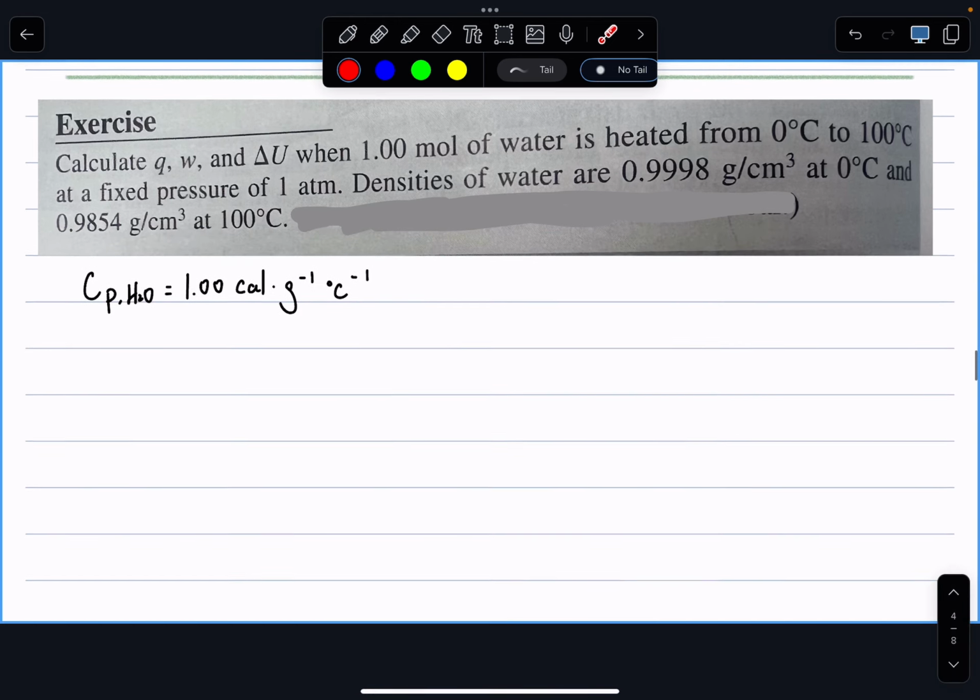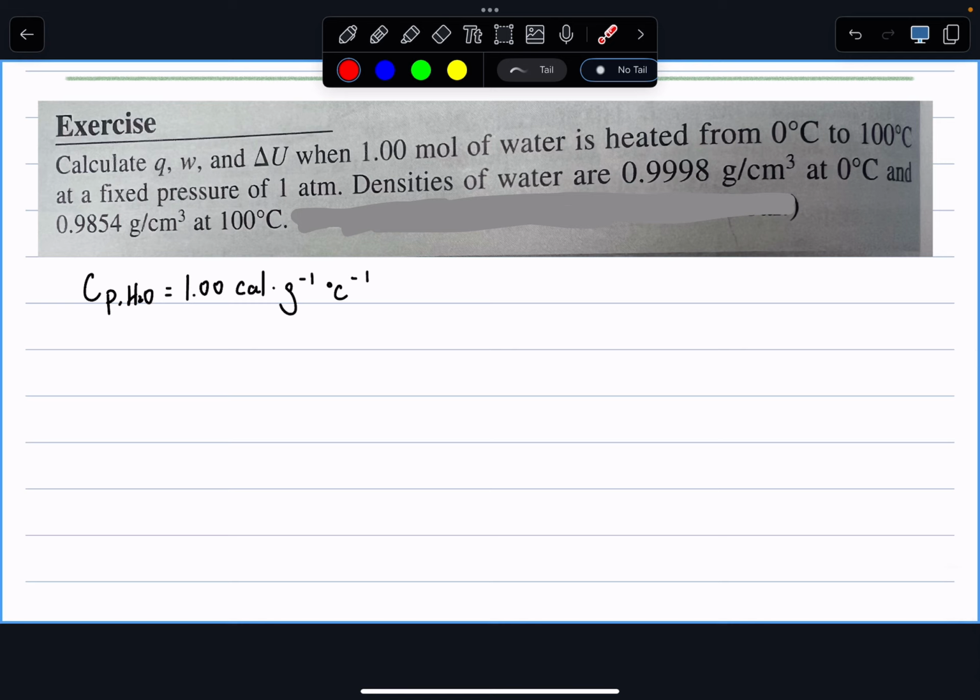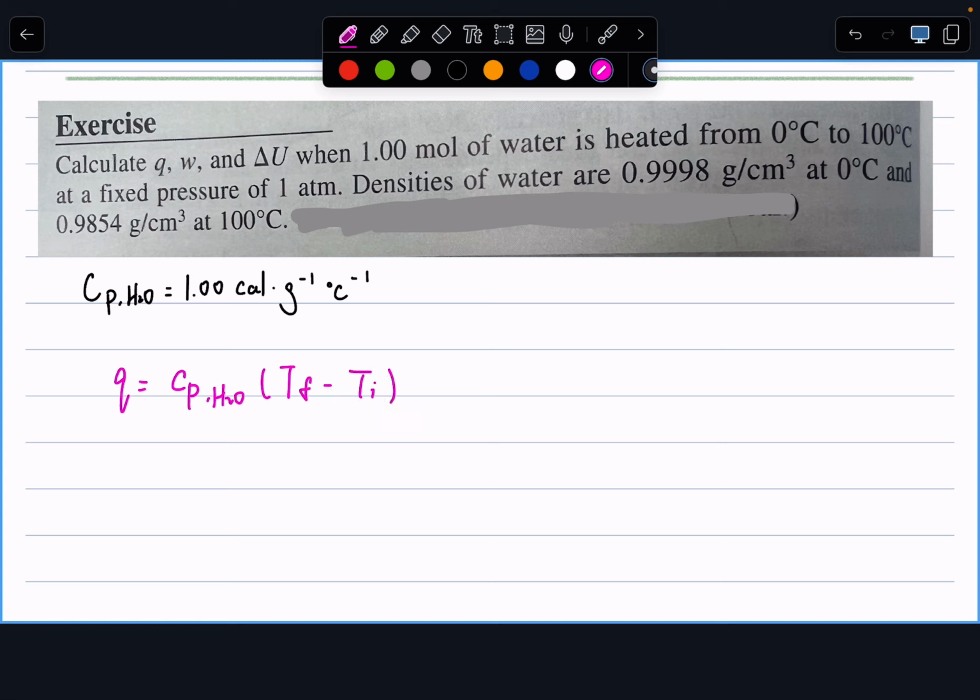Okay. Next question. This one is a sample exercise problem. You can also find the answer key in your textbook and also in our annotated notes. So this is asking you to calculate Q, W, and ΔU. In this question, we're giving you information like the specific heat of water and also keeping that as a constant. So we have a way to calculate heat, like Q equals Cp of H2O, assuming it is constant, times T final minus T initial.